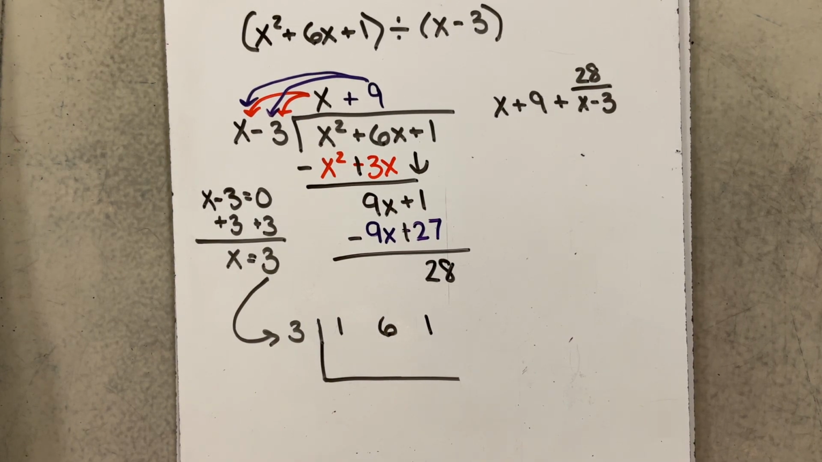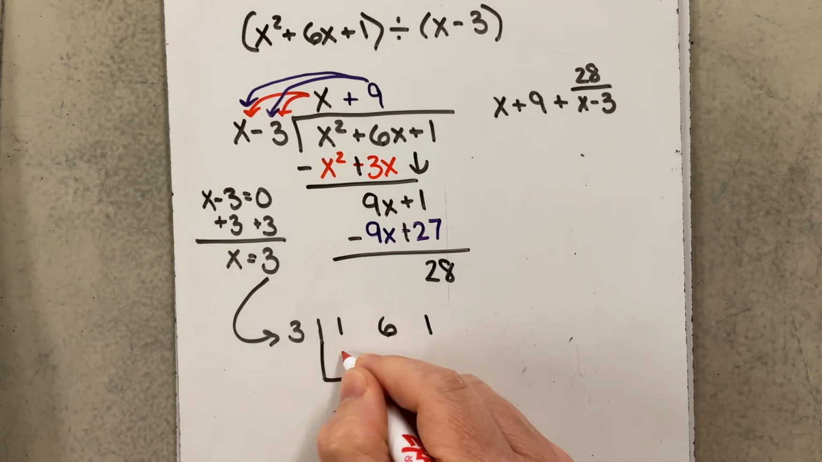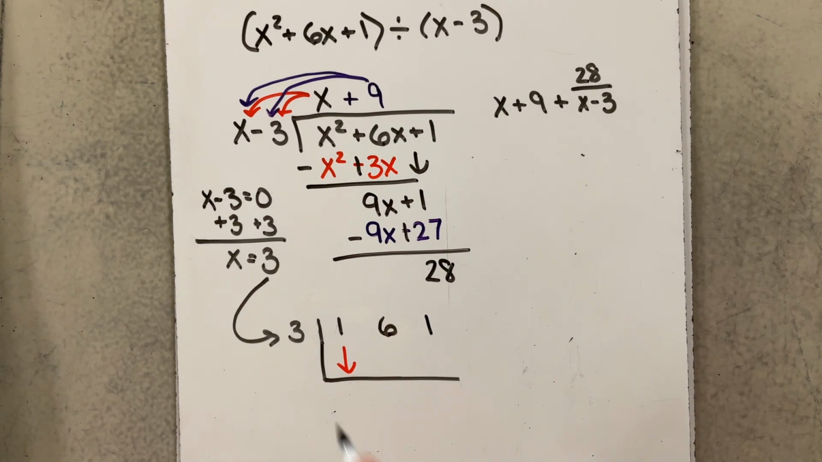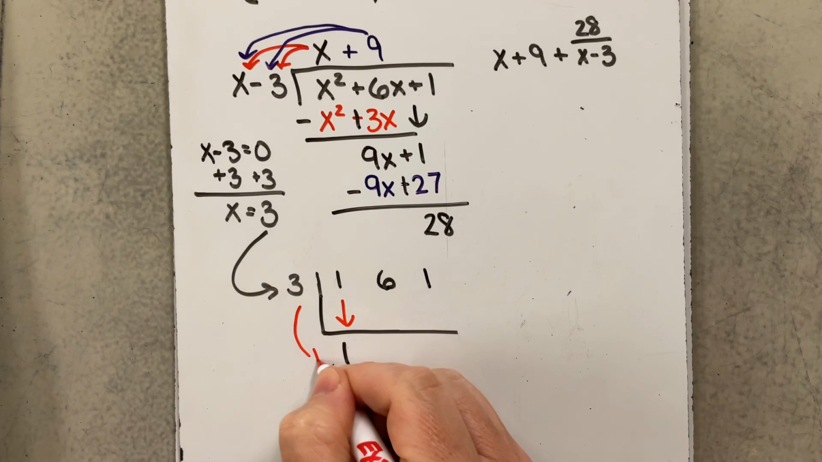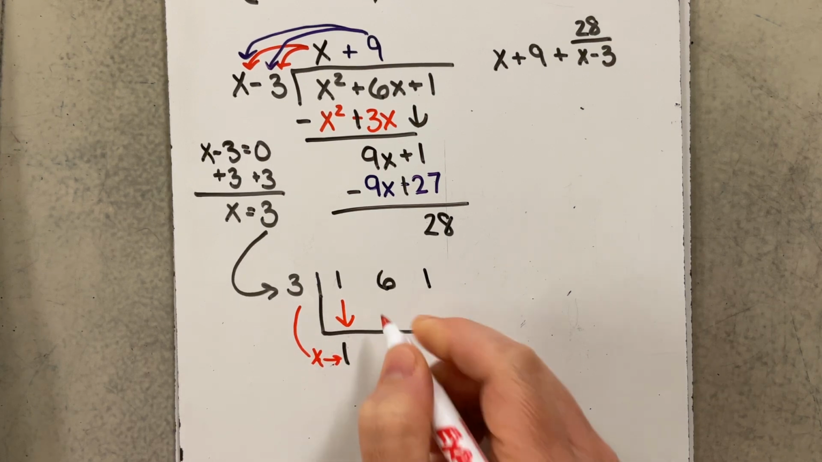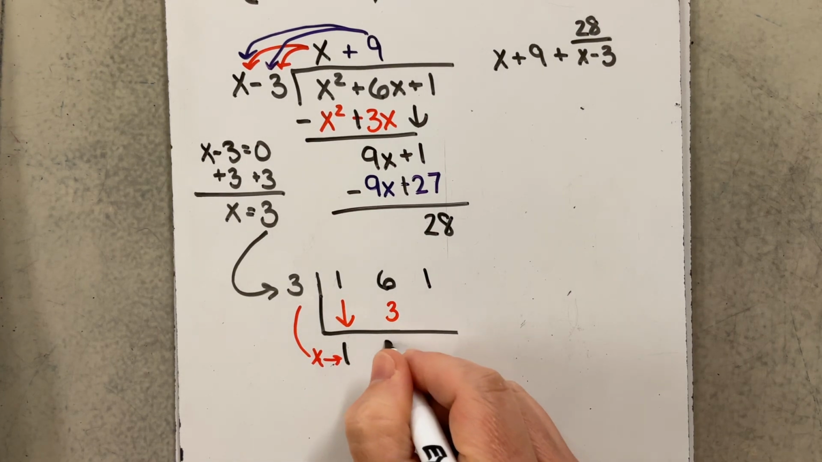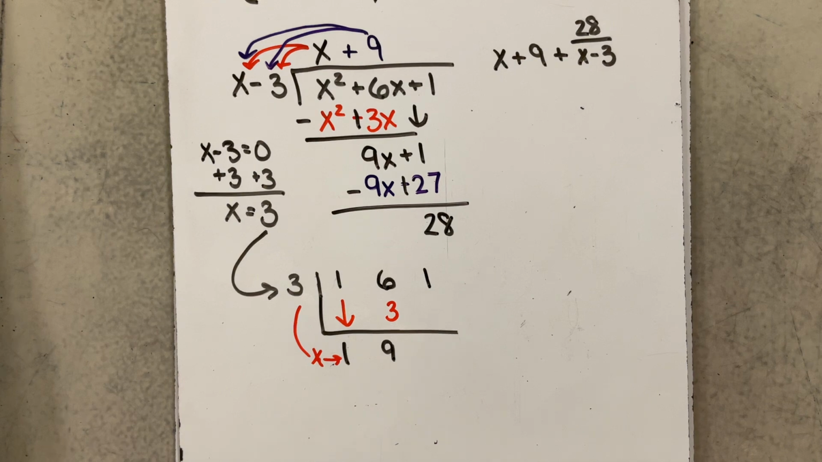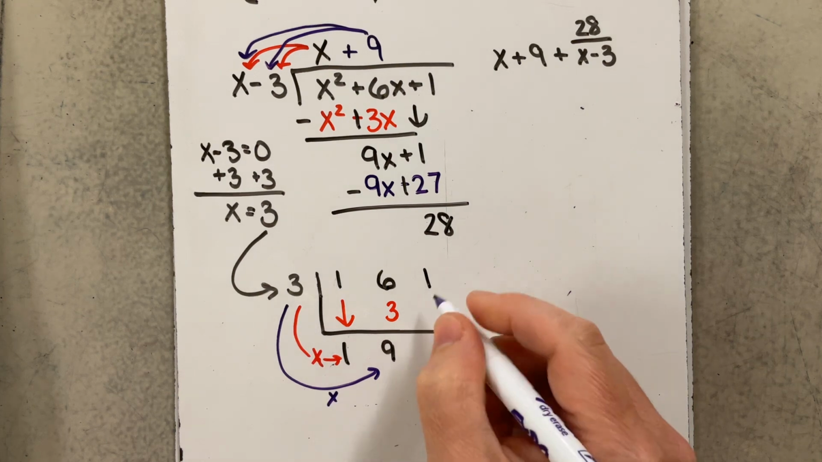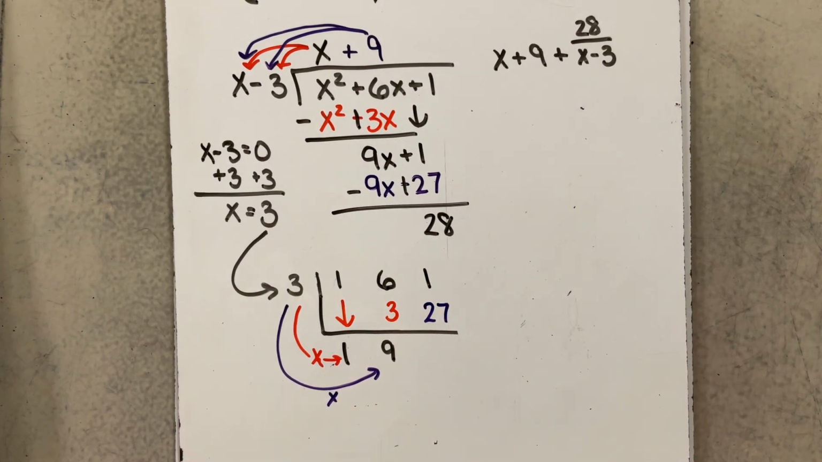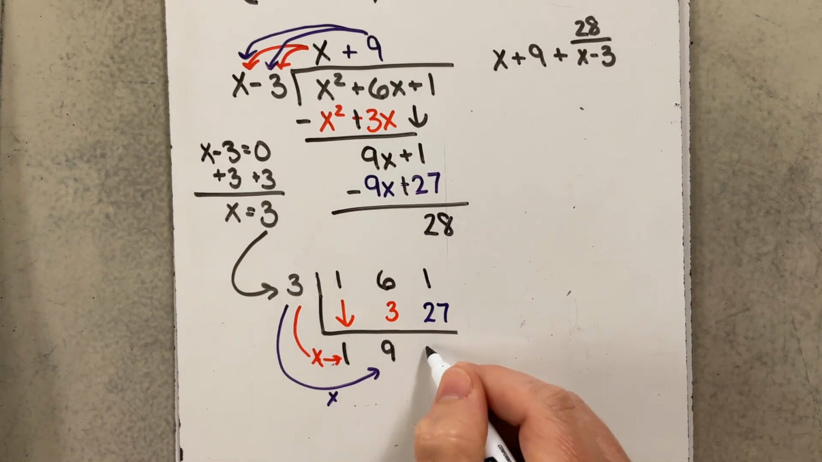Now, we have it set up. What we're going to do is bring the 1 down first. That just leaves a 1. Our next step is we're going to do 3 times whatever's down here. So 3 times 1 is 3. Now, we're going to add them. They're both positive, so 6 plus 3 is 9. Now, we're going to take 3 times the 9, which is 27, and put it here. Again, we're going to add: 1 plus 27 is 28.